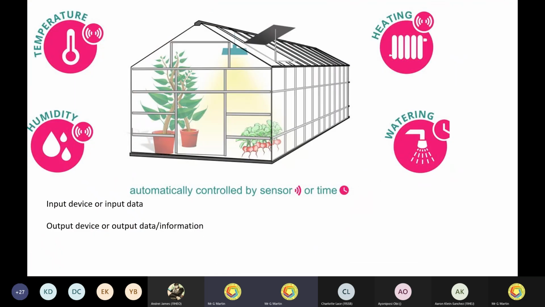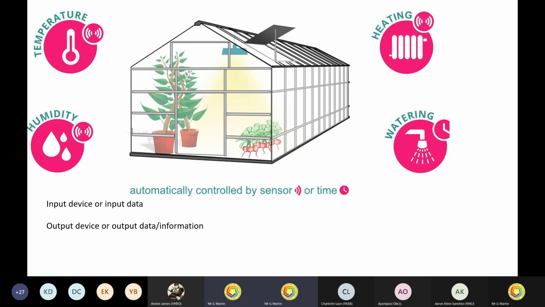So we look at other input devices here as well and output devices. So looking at something like a greenhouse, is it computer controlled? A lot of people say things are computer controlled, and in computer science, we don't like that. We like to be more precise. So the inputs for such a greenhouse system like this would be the temperature, would be the humidity, and that's the data that needs to be input.